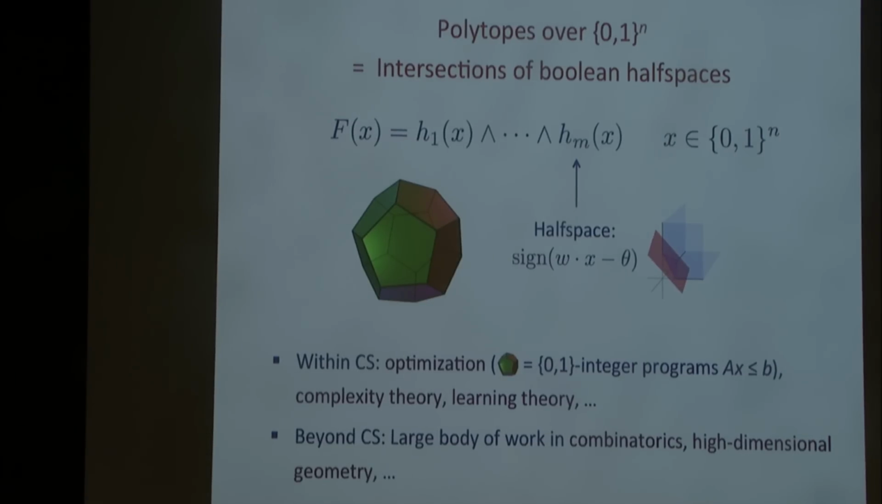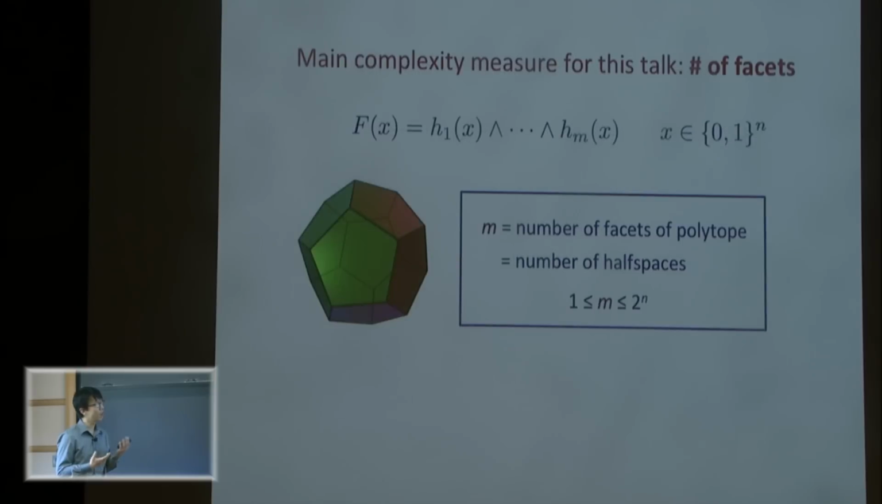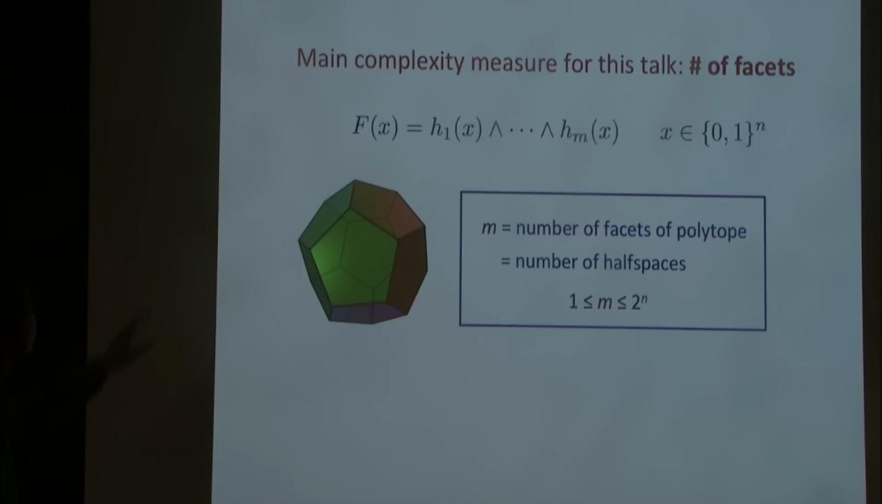And of course, it's not just in computer science. Beyond computer science, polytopes come up in combinatorics, geometry, and so on and so forth. There are, of course, many, many questions we can ask about polytopes. We'll ask just one specific one in this talk. There are many complexity measures of polytopes. In this talk, we'll focus on perhaps the most natural one, which is just the number of facets.